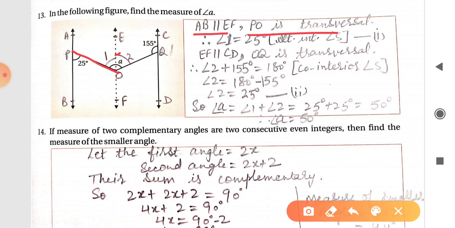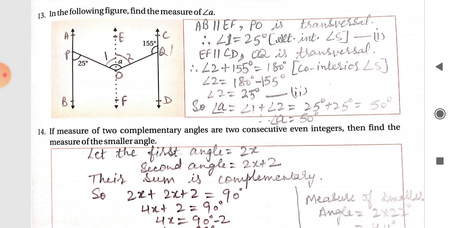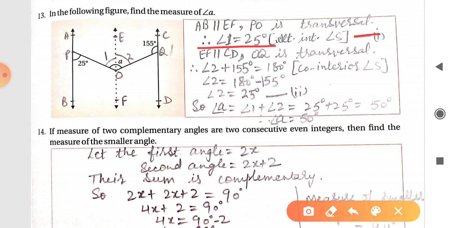So angle 1 and angle 25 degree. Angle 1 will be 25 degree because they are alternate interior angles. Angle 1 is equal to 25 degree because they are alternate interior angles, and make it first equation. They are forming alternate interior angles because they are forming Z. Make it first equation because we will use the value of angle 1 later.